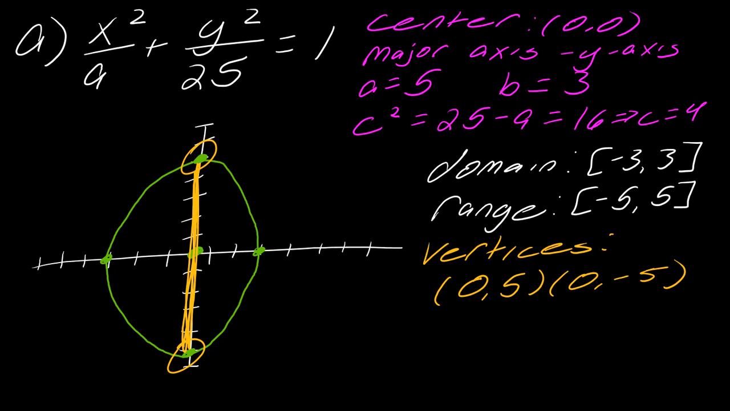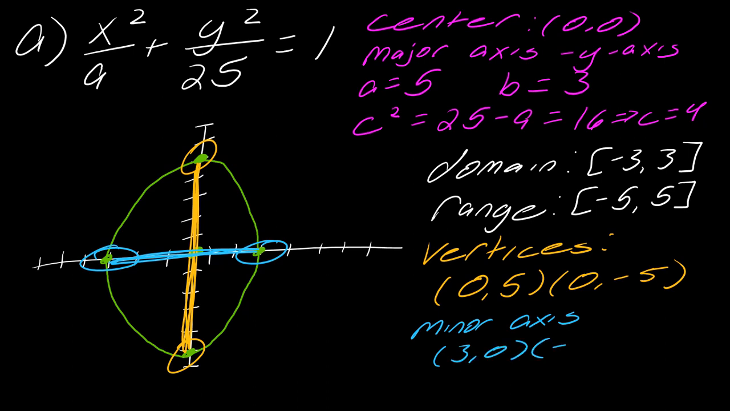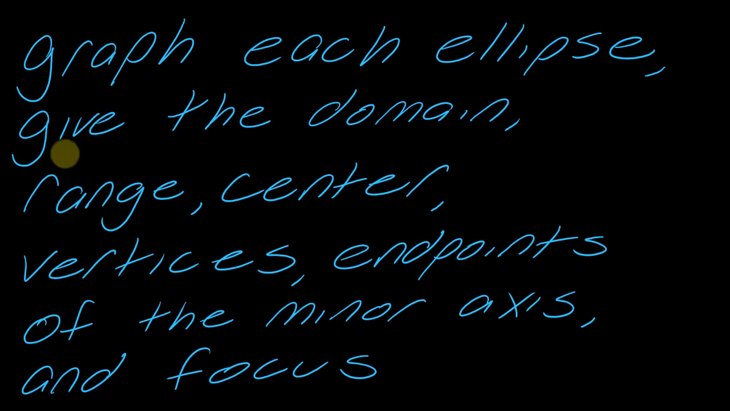We were also asked for the endpoints of the minor axis. So that's this line here. These points here are the endpoints of my minor axis. So I'll just say minor axis. And again, I can just read those off. That's 3, 0 and -3, 0. So now we've answered quite a few of the questions.